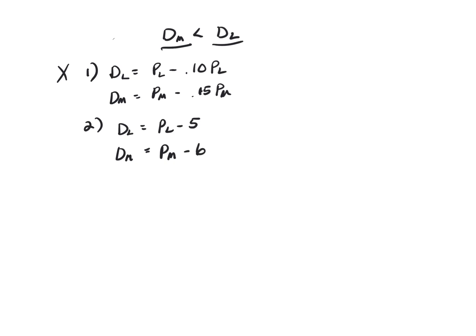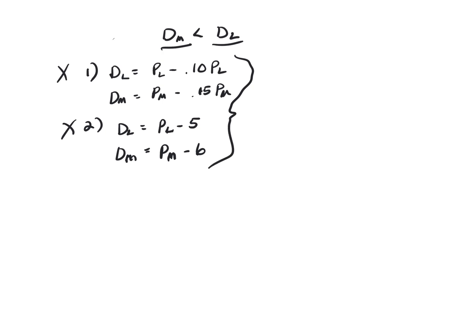So once again, you can't solve for D sub M and D sub L because you've got D sub L, D sub M, P sub L, P sub M. You've got 4 variables in the equations, so you can't find D sub M and D sub L. So that doesn't work by itself. So what you do now is put the 2 together.